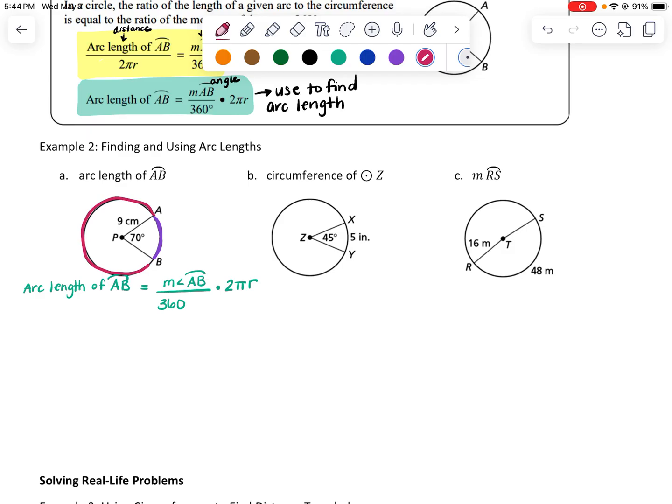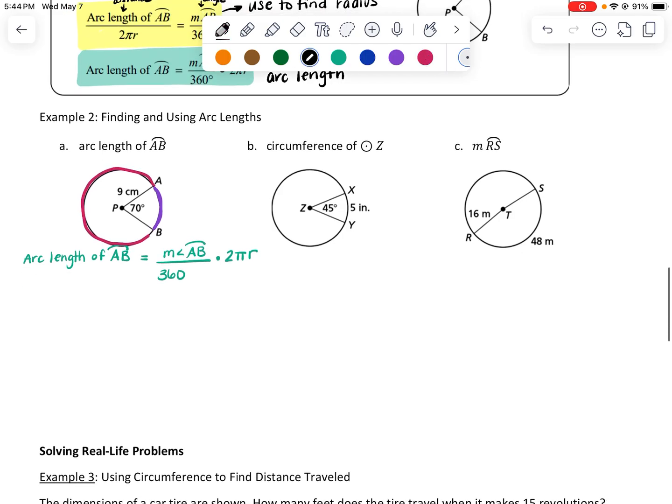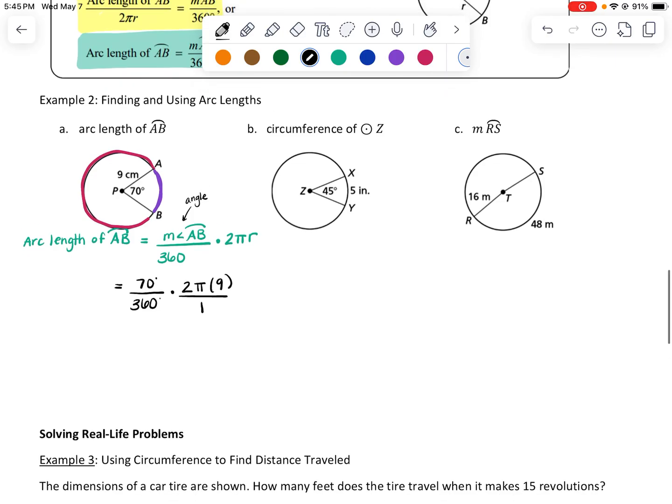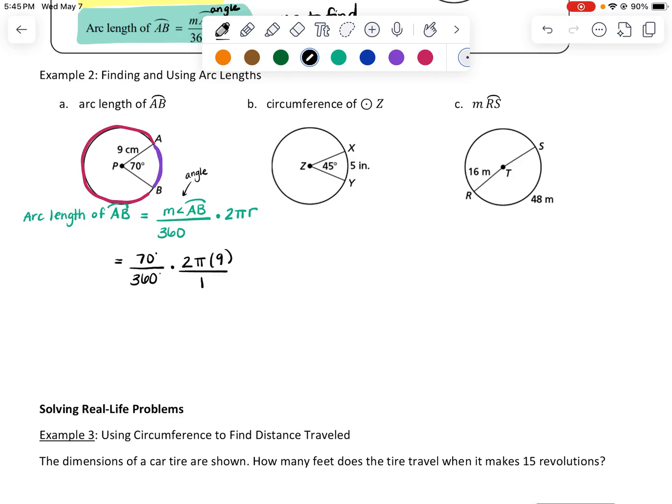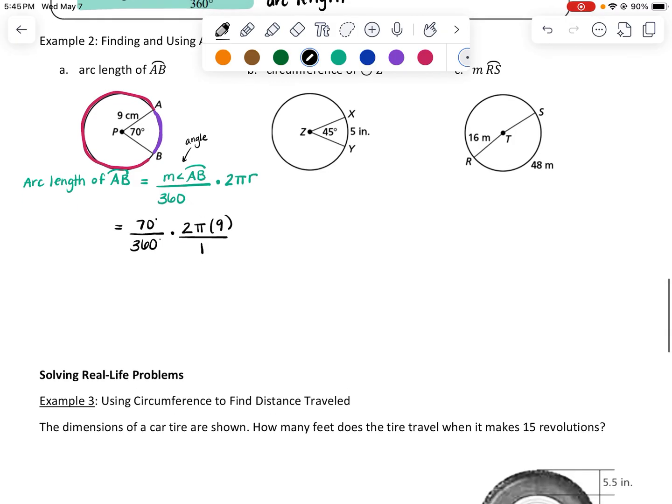Hopefully that makes sense. So when I go to plug this in, the measure of the angle right here, remember this is an angle, the angle is 70 degrees. So I'm going to go 70 degrees out of the full circle, which is 360, times 2 pi times the radius, which is 9. And I'm just going to put this over 1 so that when we multiply fractions, we go straight across. Okay, and then as I do that, I'm going to multiply straight across.